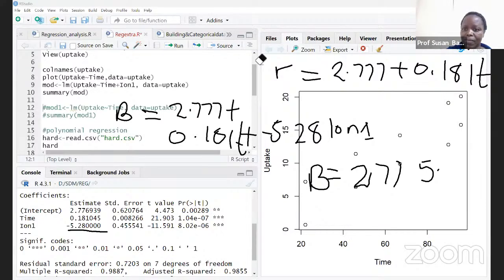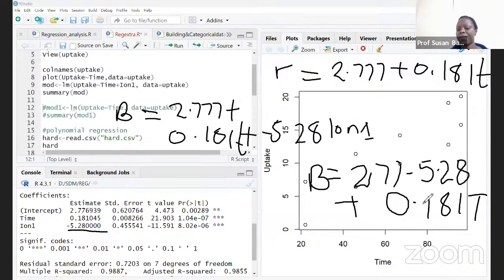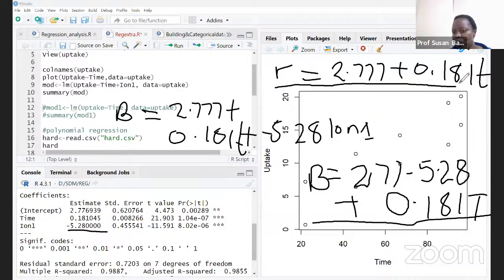Okay. Minus 2.8, then plus 0.181 time. Okay, so here we have two models. We have this one of rubidium, and we also have this one of bromide. The same slope, but different intercept. That's why we see in our scatter diagram that we had parallel lines. So those are the two lines we have.